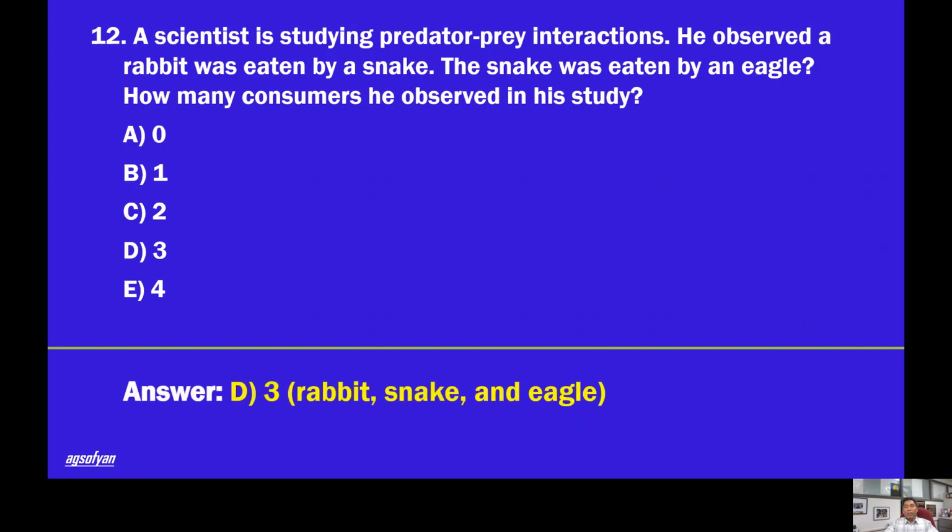Yes, there should be 3 consumers in this study. The rabbit is a consumer, the snake, and then the eagle.